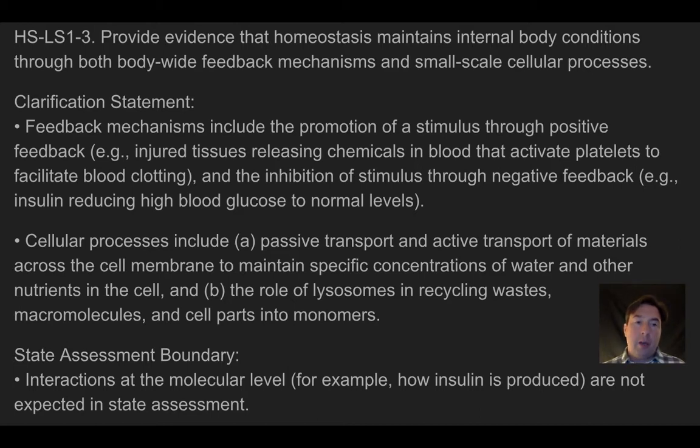All right. Just so you know, the interactions at the molecular level, such as how to produce insulin, is not expected to be on a state test, but we may go into some of those details in class.